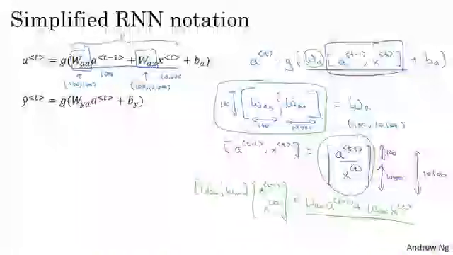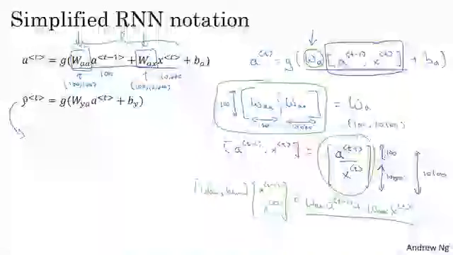So the advantage of this notation is that rather than carrying around two parameter matrices, WAA and WAX, we can compress them into just one parameter matrix, WA. And this will simplify our notation for when we develop more complex models.